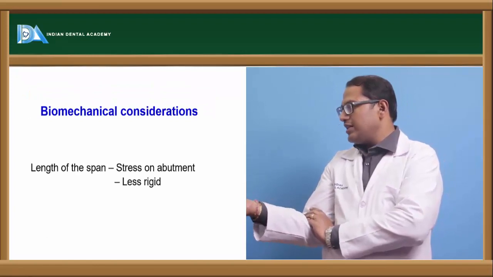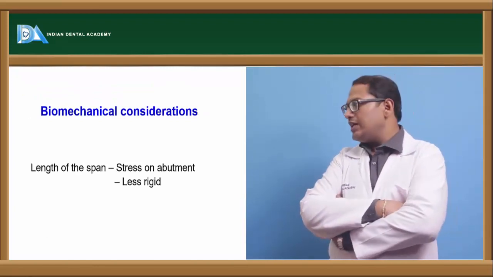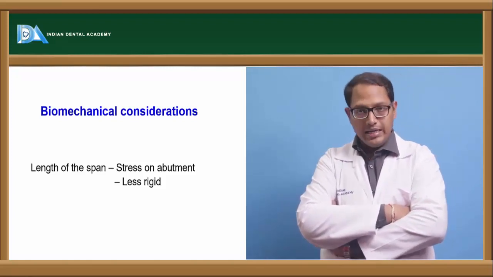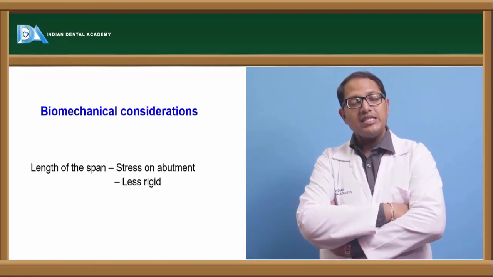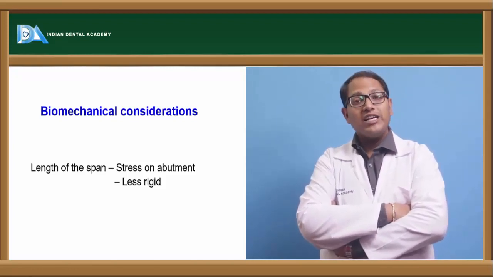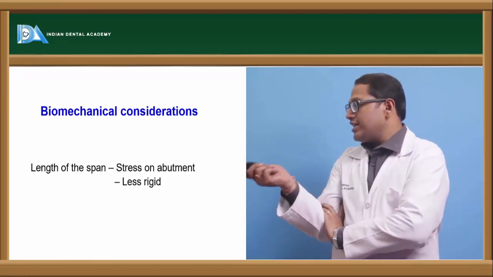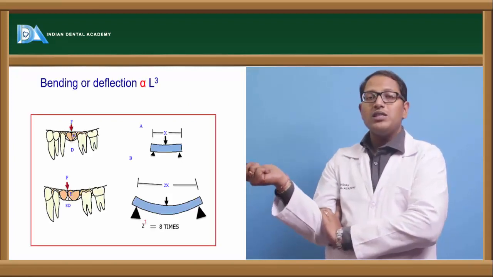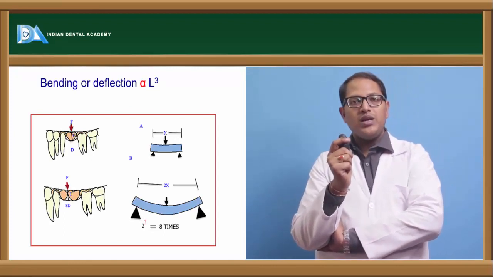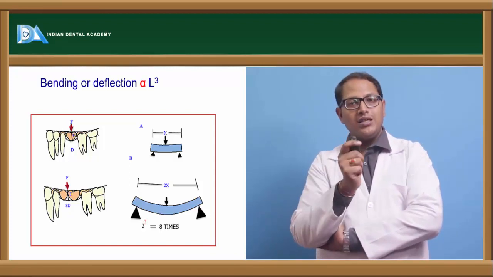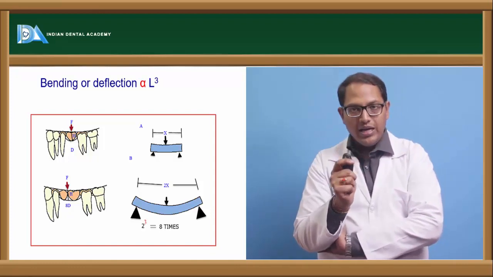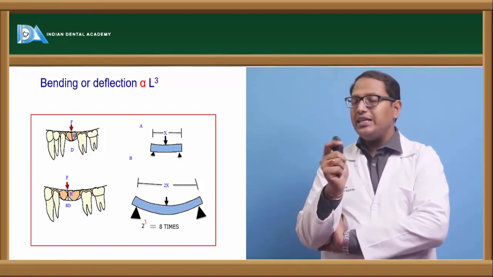Coming to the first one, the length of the span. If the length of the span increases, the stress on the abutments will also increase. It will also lead to flexional forces, and these flexional forces will be almost three times the force normally coming. So if in anteriors we have 20 lbs of force, and the span is long, the flexional force will be thrice, that is 20 times cube, which is 80 lbs.